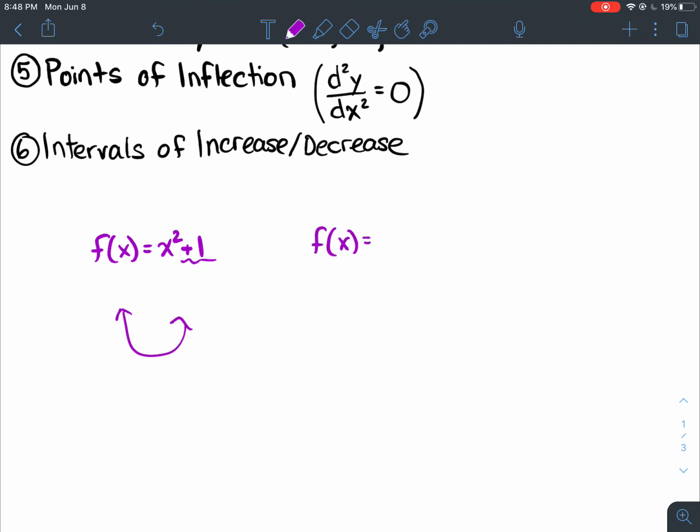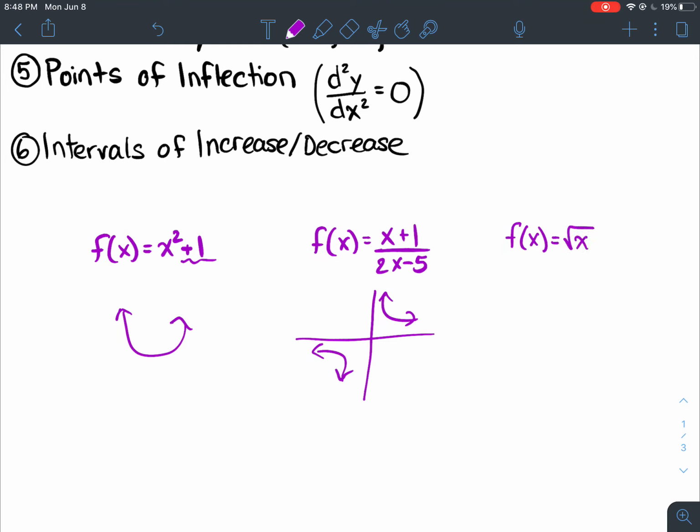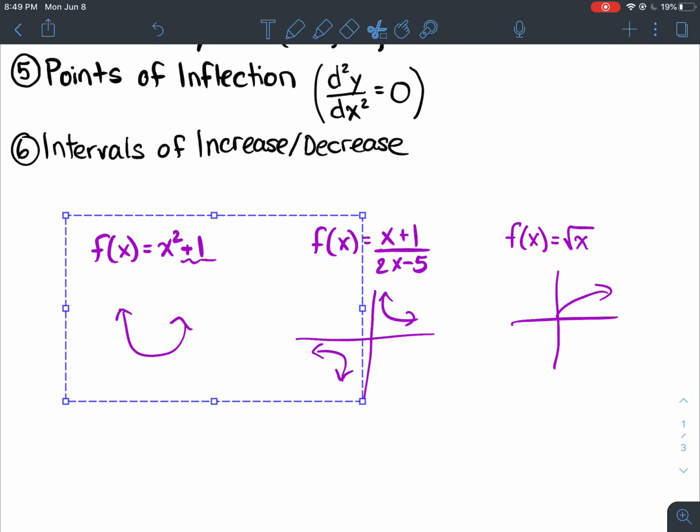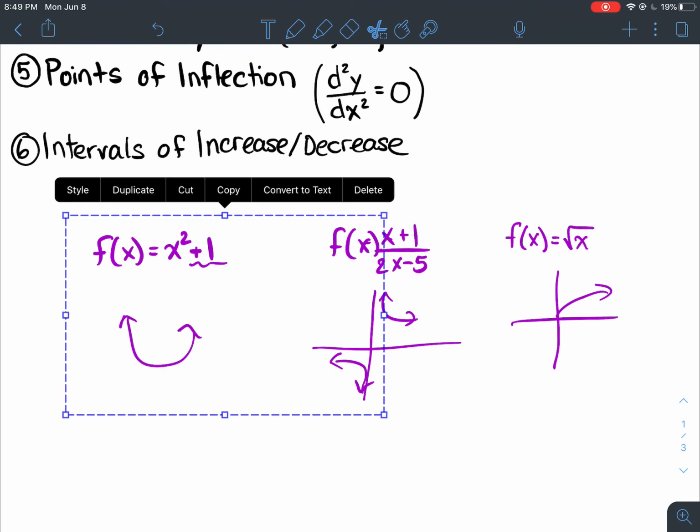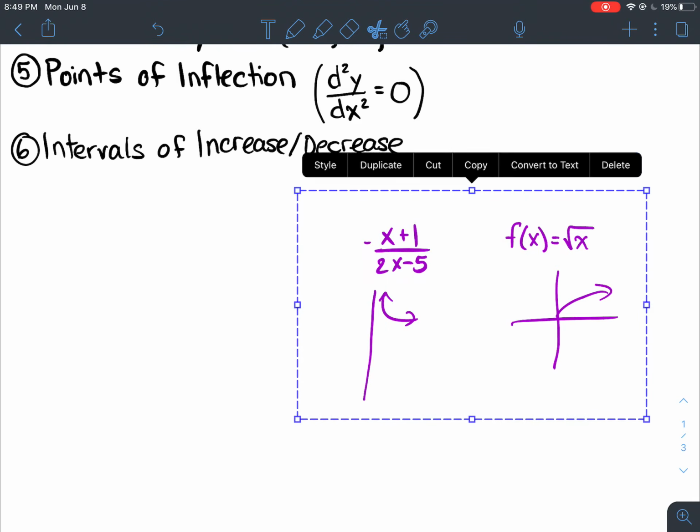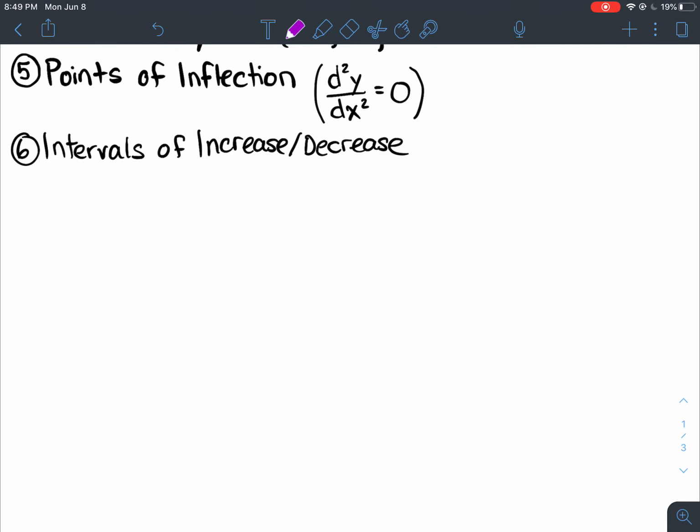If you see a graph like this, maybe you know right away that's a rational function. I don't know exactly what it looks like, but it's going to be some kind of graph like that with some asymptotes. If someone gives you a square root graph, you know they look like that. So just from looking at the function itself, you probably already have some ideas of what the graph's going to look like. We just want to get more accurate.